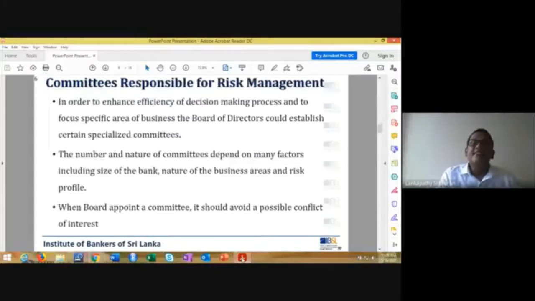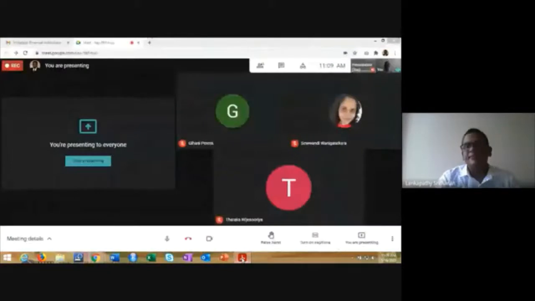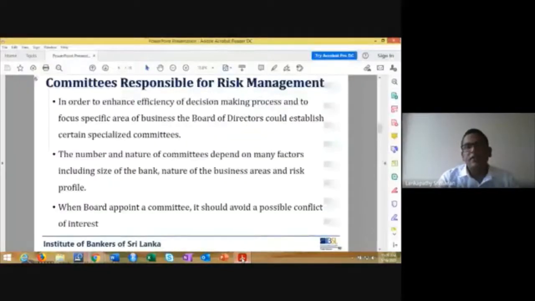And there are some committees which are responsible for the risk management function of banks. In order to enhance the efficiency of the decision-making process and to focus on specific areas of business, the board of directors could establish certain specialized committees. Because at the end of the day, the board of directors will be responsible for the overall risk management function, or overall function, of the bank or financial institution.